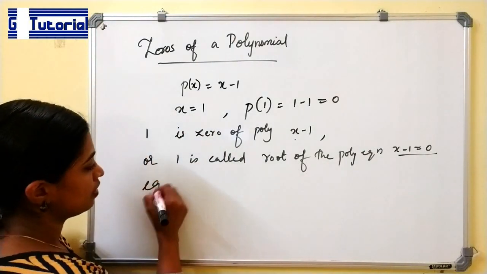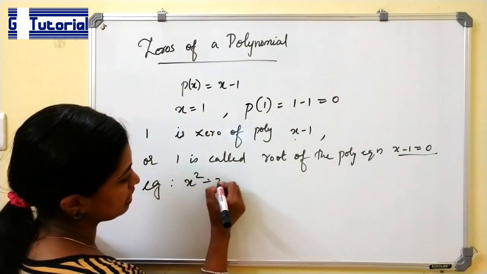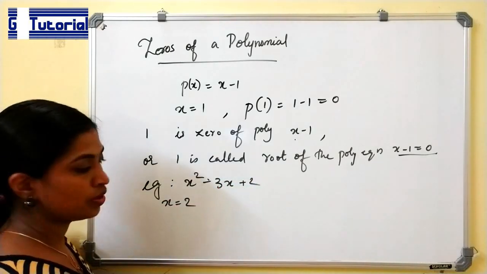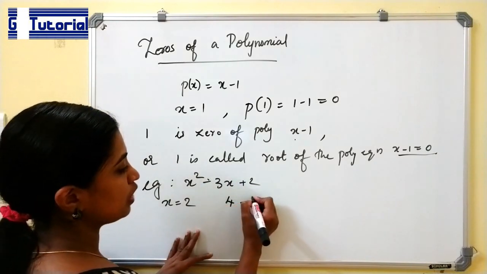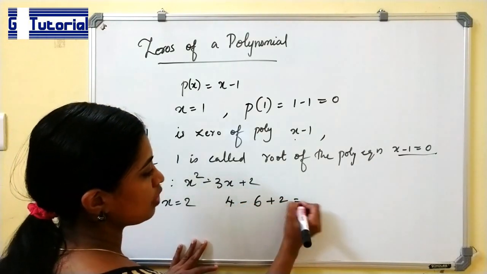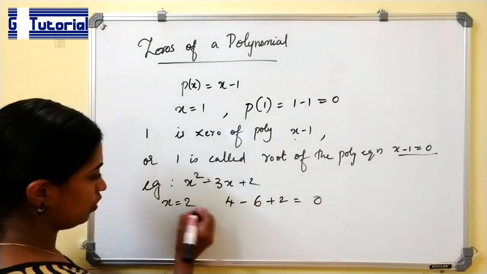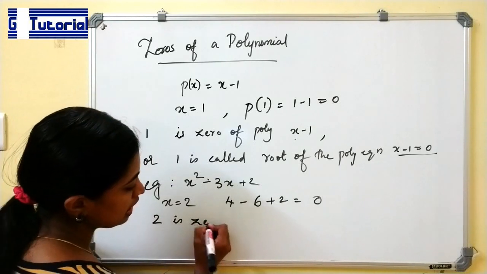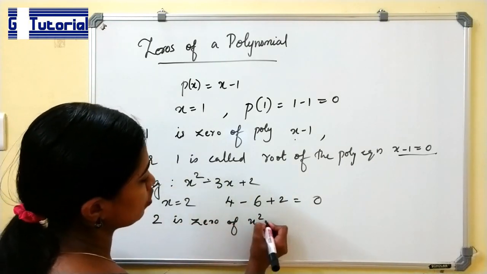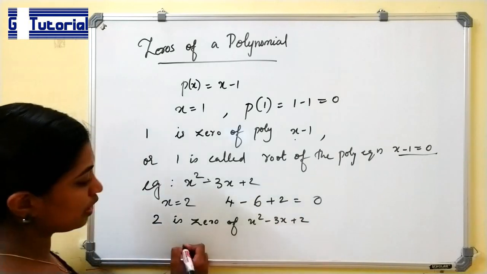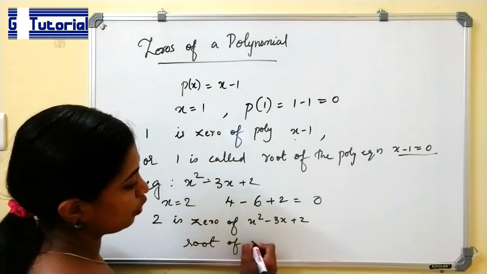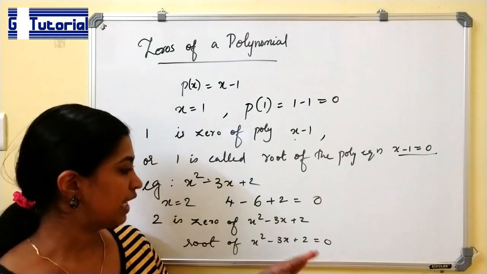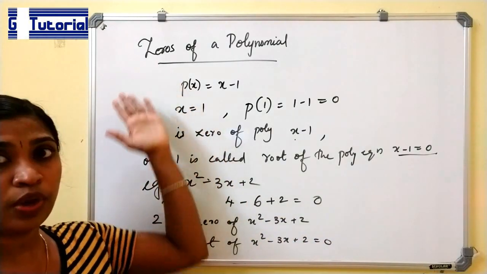Another example, x square minus 3x plus 2. If you are substituting x is equal to 2, then we will get 2 square is 4 minus 3 into 2 is 6 plus 2, which is equal to 0. So, 2 is the zero of the polynomial x square minus 3x plus 2, or it is the root of the equation x square minus 3x plus 2 is equal to 0. Okay, I think you are clear with what is meant by zero or root.